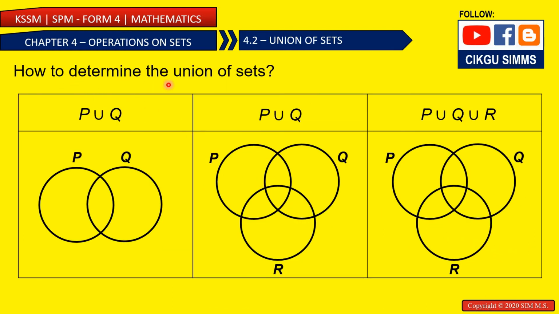So how to determine the union of sets? Now we are shading the unions of sets. First is P union Q. Like just now, everything inside P and everything inside Q, including the intersection part.